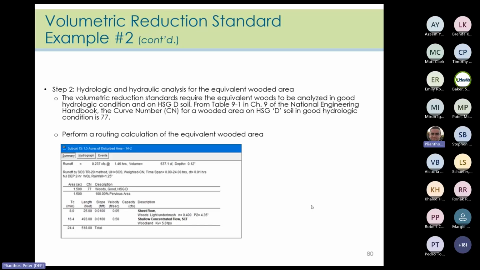This option of meeting the volumetric reduction standards involves a comparison between the disturbed area of the site and a wooded area of equivalent size, 1.5 acres in this example. The wooded area shall be in good hydrologic condition and on HSG-D soil. From Table 9-1 in Chapter 9 of the National Engineering Handbook, the curve number, or CN, for a wooded area on HSG-D soil in good hydrologic condition is 77. And so a routing calculation shall be performed of the equivalent wooded area.